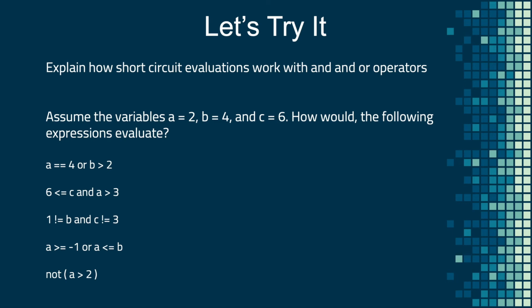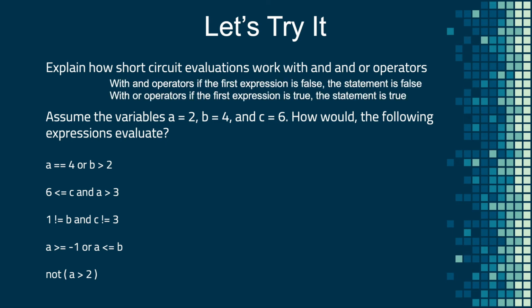If we have an or operator, then it checks the first value with the or after it, and if the first one is true, the rest of it's true, because with or, if it's ever true, it's always true. So now let's assume that the variables are a equals 2, b equals 4, and c equals 6. How would the following expressions evaluate?